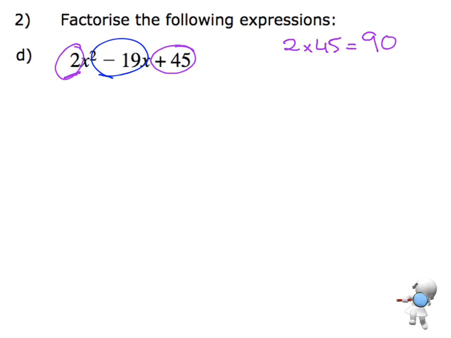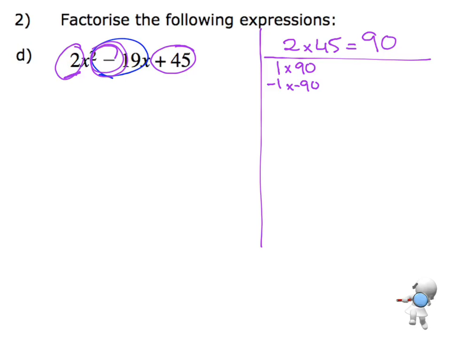So I'm going to start by listing out all the factors of 90. So I could do 1 times 90 or negative 1 times negative 90. You've got to remember positives and negatives, particularly because we've got a negative in front of that 19. That's why I need to think about it. Then I could do 2 times 45 or negative 2 times negative 45. I could do positive 3 times positive 30 or negative 3 times negative 30.